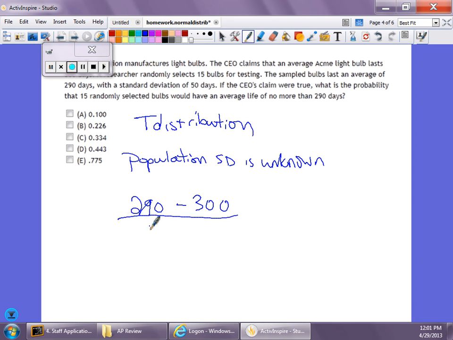In this case, we're going to estimate it by using a sample standard deviation divided by the square root of our sample size. And that would be a t-statistic. So we make sure that we use our t-distribution table.